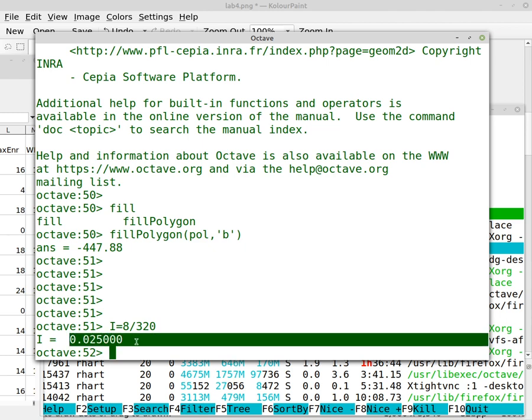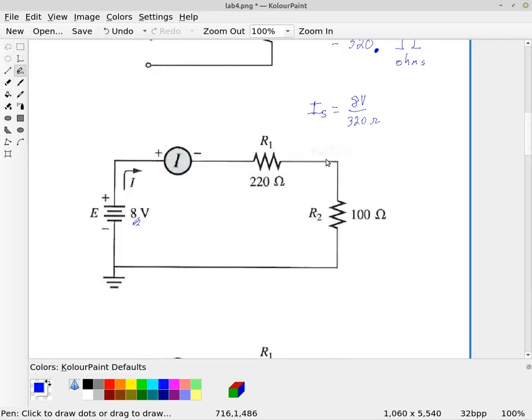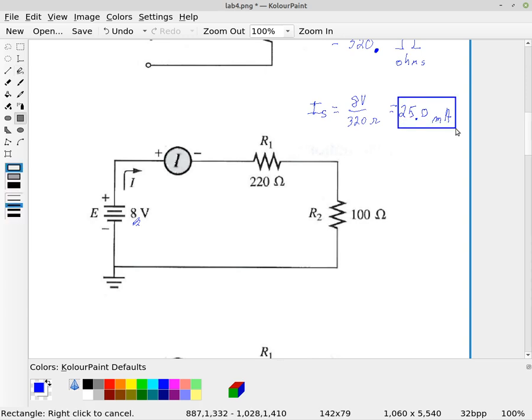0.025 amps. So again, if we're going to put this into Blackboard, then the answer for this current would be 25.0 milliamperes. So remember, A stands for amperes. So 25.0, and then don't forget there should be a space there, and then milliamperes, and that would be your answer to enter into Blackboard.